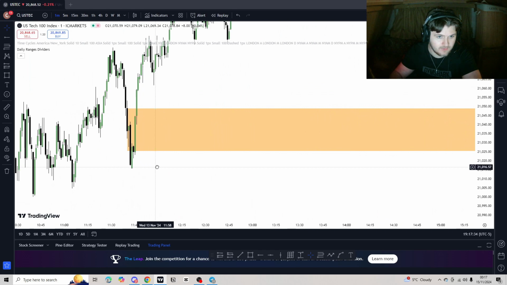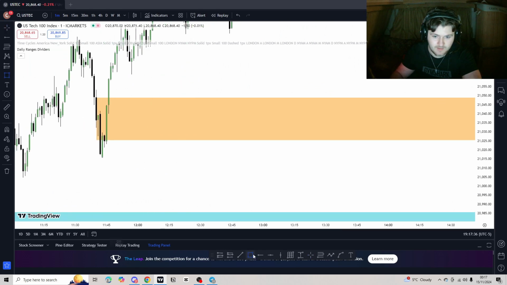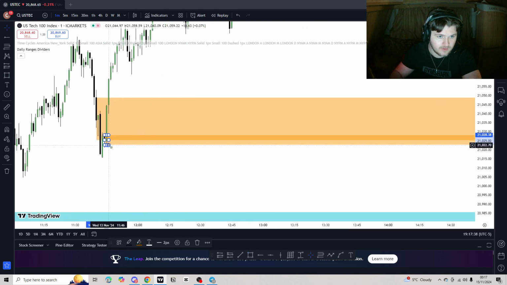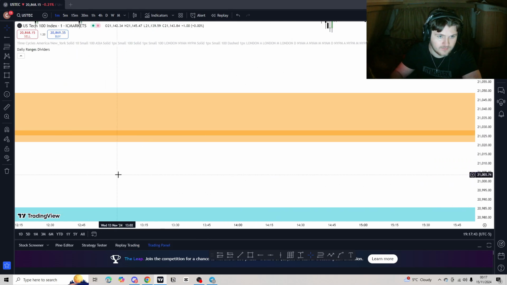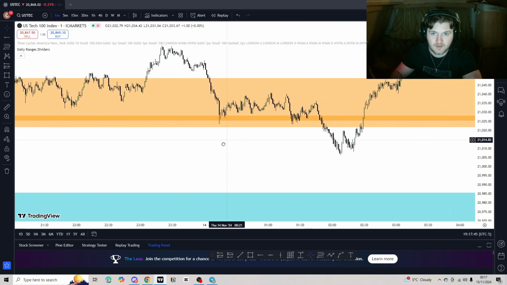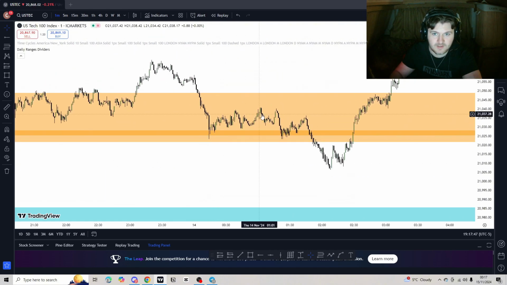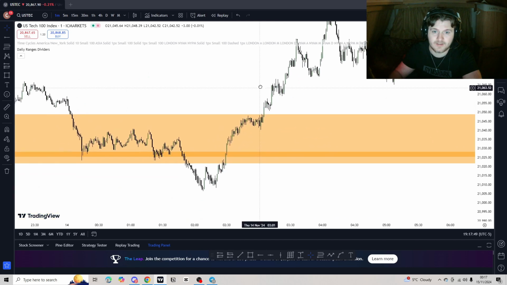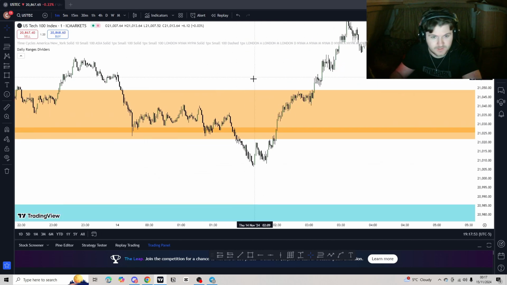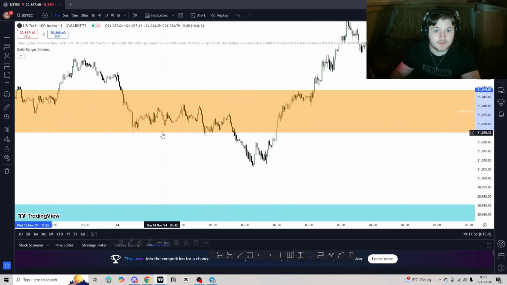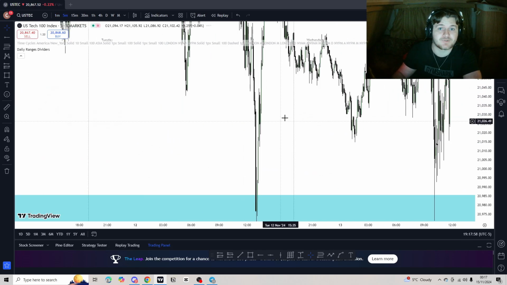Obviously, order blocks happen on any time frame, so this would be an order block as well. You can either go body to body or wick to wick, whichever you prefer. And then obviously we tap back into this order block, come up, and obviously come back, and eventually trade back up into it, use it as a support, and continue up. So that's bullish. Let's try and find a bearish.